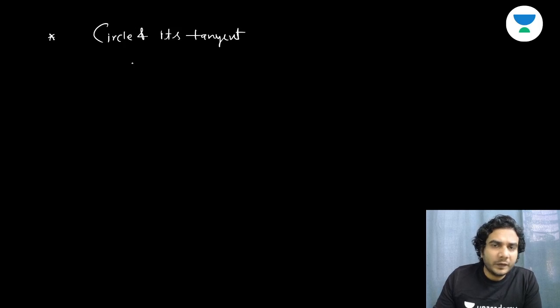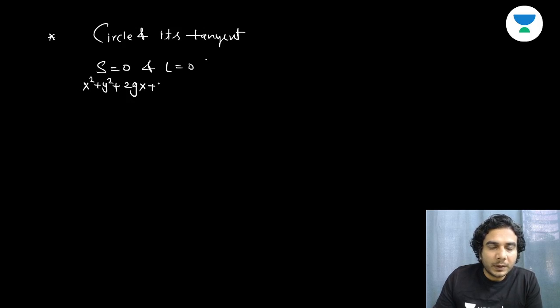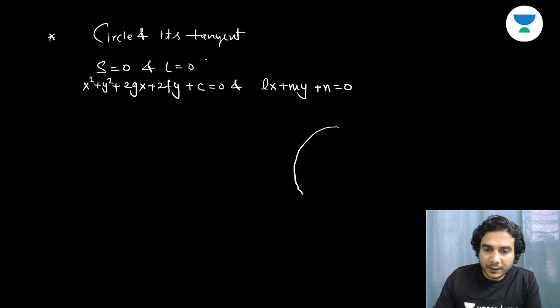That means a line is given which is touching the circle, not intersecting. So if S = 0 is a circle and L = 0 is its tangent, same as x² + y² + 2gx + 2fy + c = 0, and the line I'm taking as lx + my + n = 0. Now, in this case, it is given that the line is touching the circle.